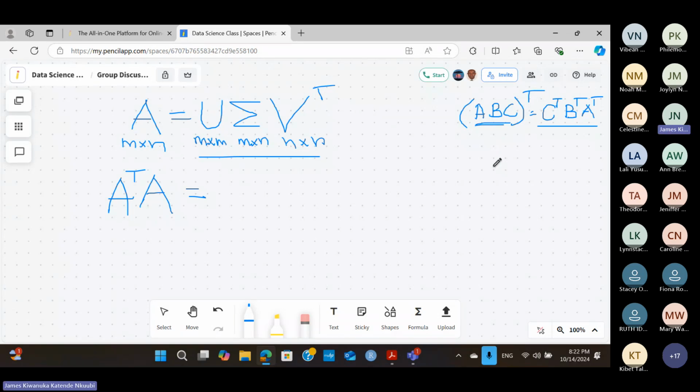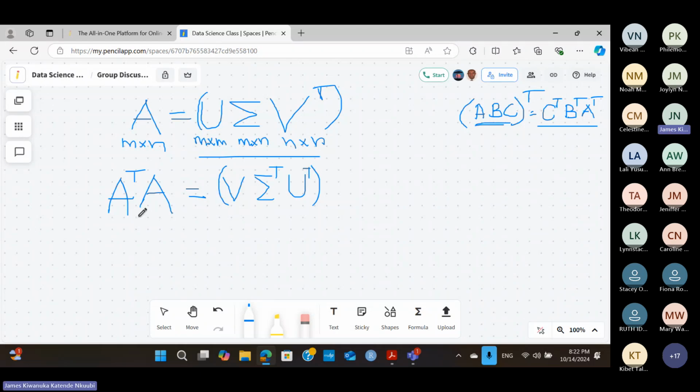I'm going to apply this now. So here we have a product of 3 matrices. If you get the transpose of this, you'll have to rewrite this as V. The transpose of a transpose is just V. So you recover the V if you apply the transpose twice on this. And the sigma transpose, then U transpose, yes.